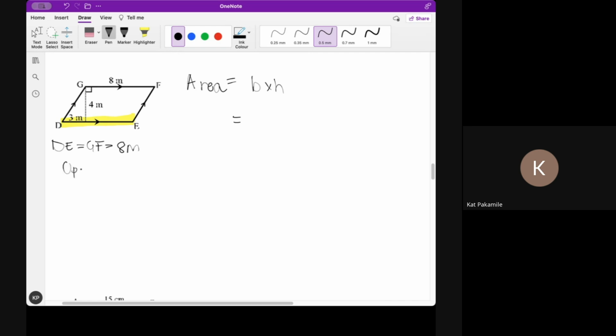because opposite sides of a parallelogram are equal. Then you can use it. So it's 8. And what's my perpendicular height in this case? Your perpendicular height is 4. That was easy enough. So my total area for this parallelogram is 32 meters squared.